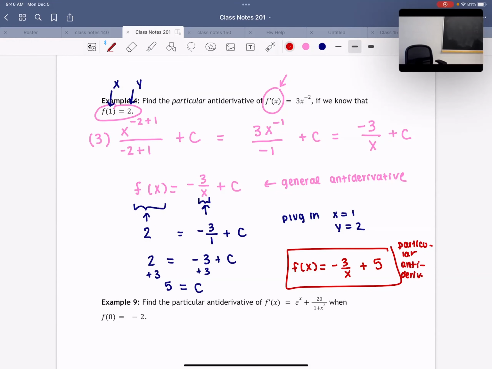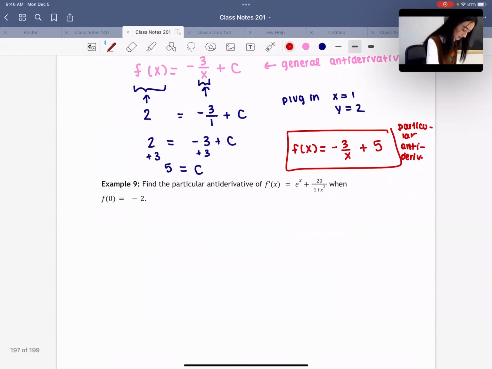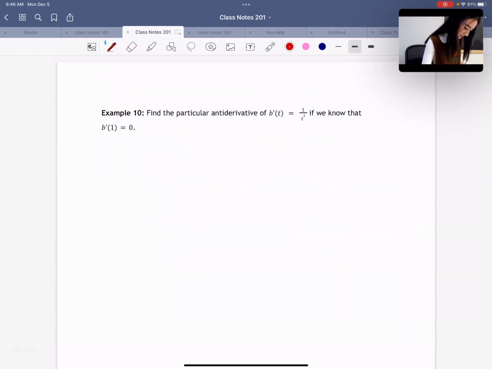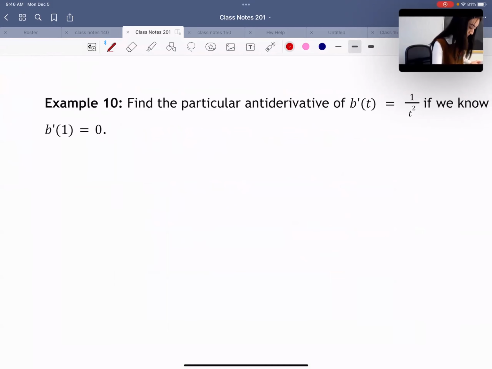Okay, I don't think we're gonna have enough time to go over this whole thing fully because it is picture day. One thing I want to say just for next class, so I have this on my paper. If you take a look at example number 10, this should not say b prime of 1 equals 0. This should say b of 1 equals 0, okay?